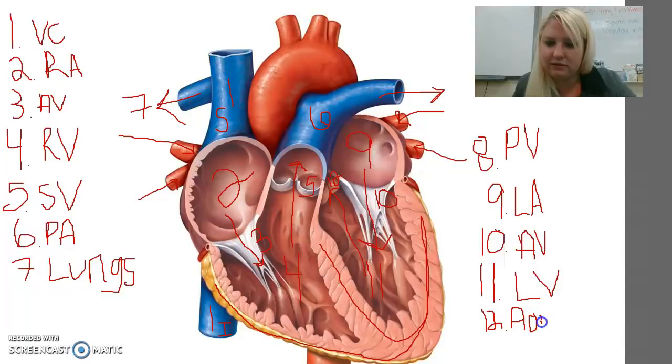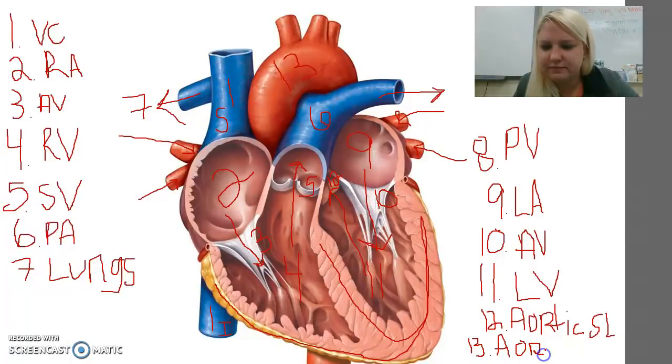Aortic semilunar valve. Aortic, that's how you spell aortic. Aortic semilunar. Which then brings us to our last big structure of the heart. Right here, structure 13. Woohoo! 13 is the aorta. And then our ultimate last structure is this aorta. See how it branches off right here into all these different areas?